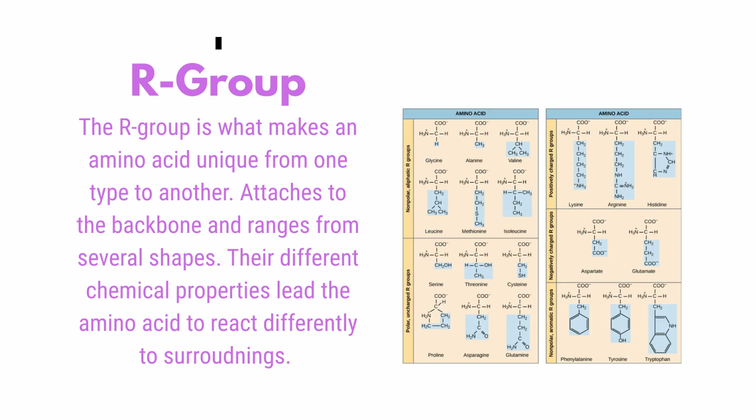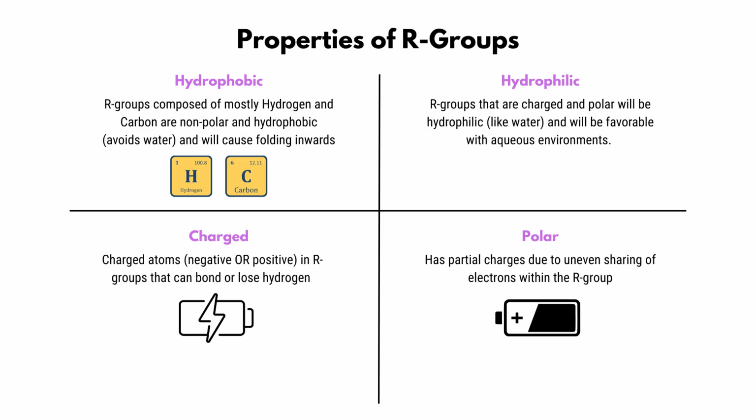Now, these R groups attach to the backbone and range in several shapes, and these different shapes and chemical properties lead the amino acid to react differently to their surroundings, which eventually helps give different functions and protein shape later on that we'll cover. Now, here are some properties of these R groups that you'll see. One of them being hydrophobic.